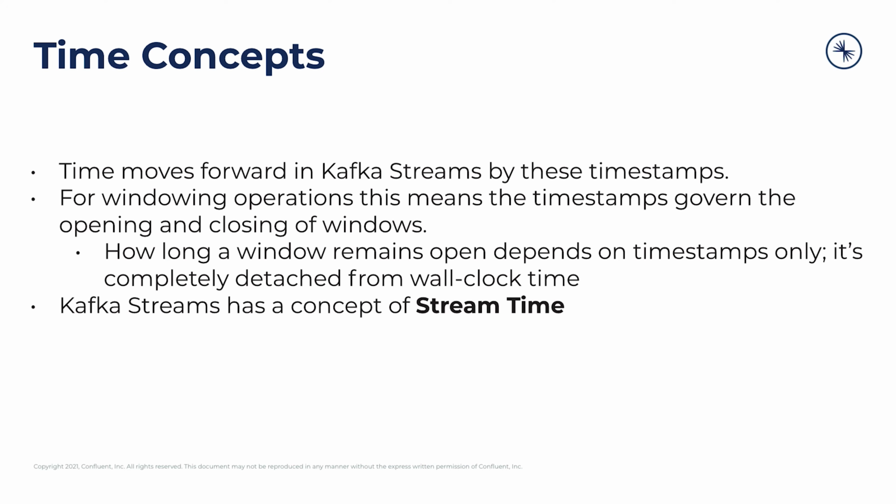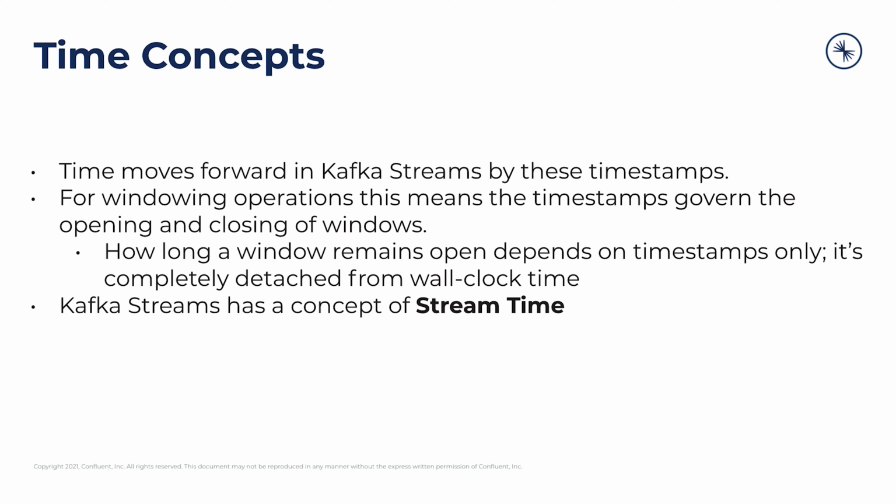So why do the timestamps really matter? Well, in Kafka Streams, time is advanced by these timestamps. For example, in the windowing operations, the windows only ever close because new records have come in with timestamps that are greater and greater, and this dictates the passage of time as seen by Kafka Streams. So how long a window remains open depends entirely on the timestamps of these events. Again, it has nothing to do with wall clock time or the passage of time within the processor itself, and this is what we call stream time.